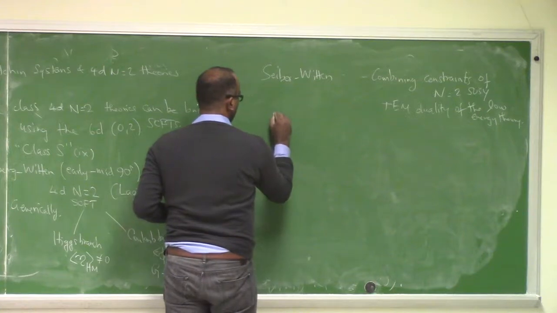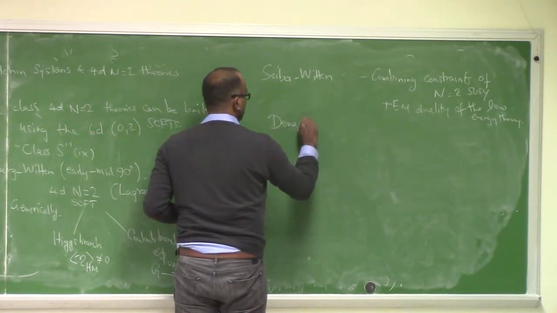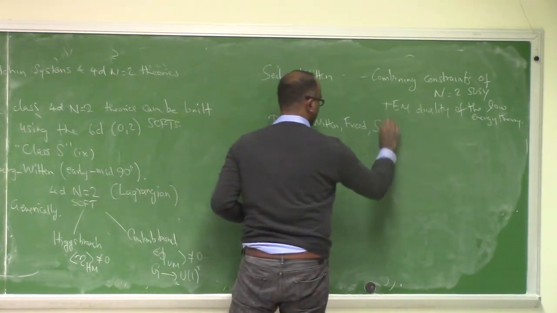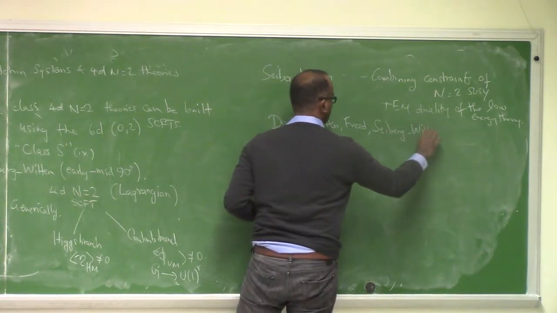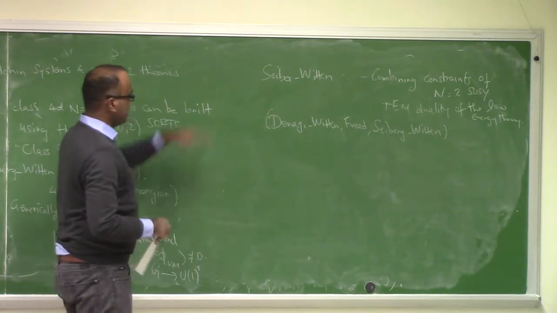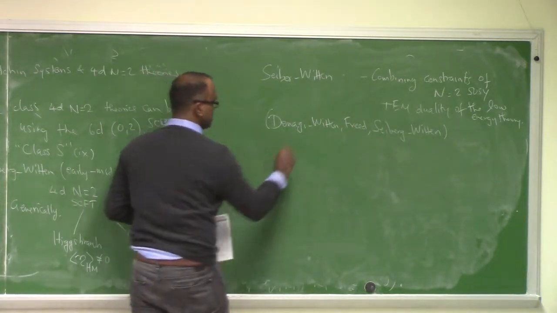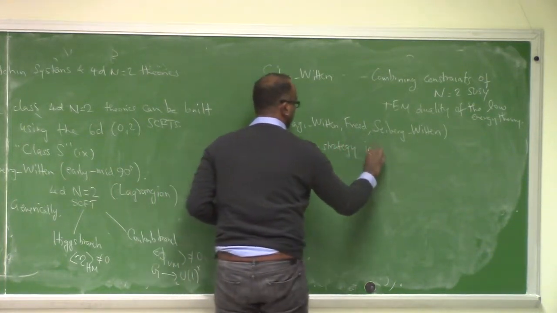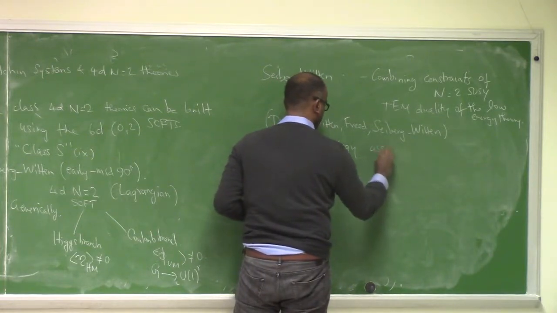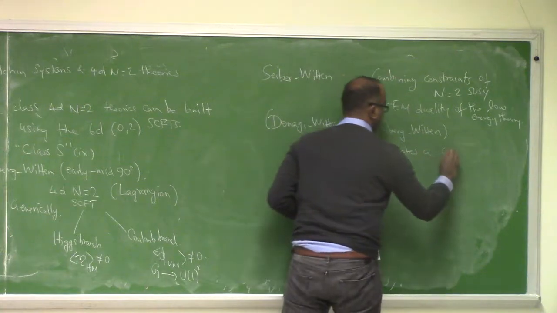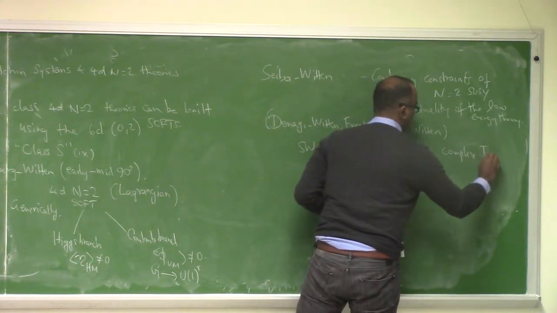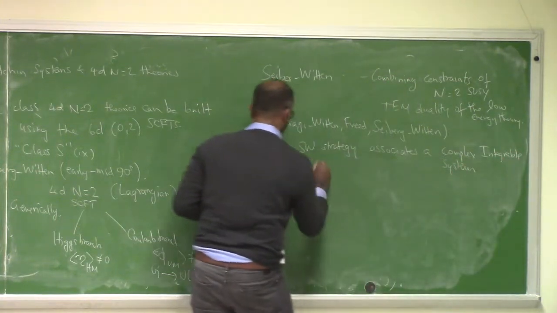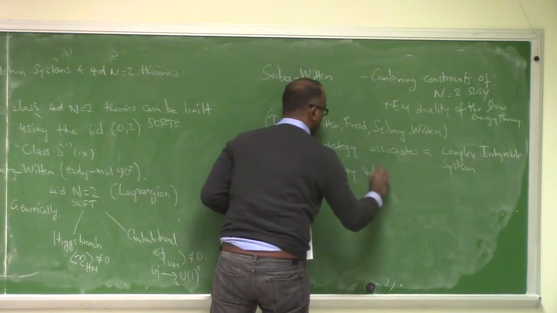Later works by Donagi and Witten, Dan Freed, and also the later paper of Seiberg and Witten, realized that the Seiberg-Witten strategy really involves, or more accurately associates, a complex integrable system to every 4D n equals 2 theory.